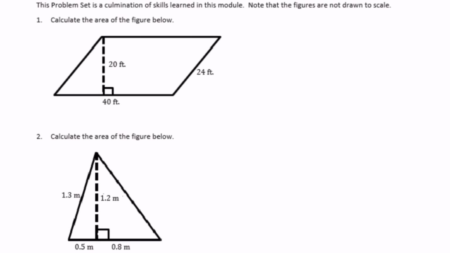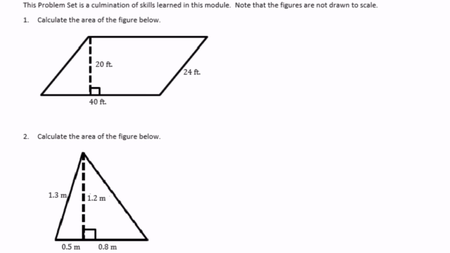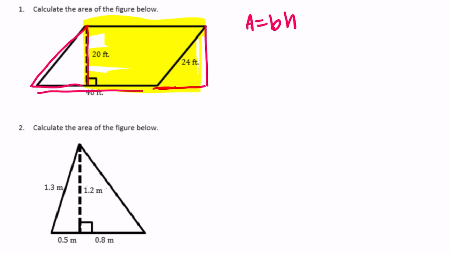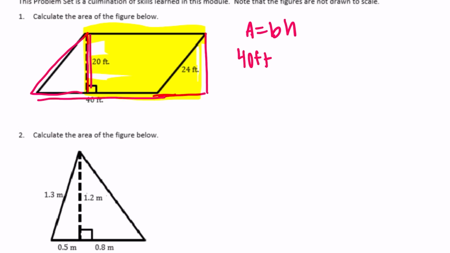So we have a parallelogram, and to find the area of a parallelogram, remember it's the same as a rectangle or a square. So area equals base times height, because we could basically just take this piece off and put it right here, and then we basically do have a rectangle. So that's why this formula works. So base times height, it looks like the base is 40 feet, the height is 20 feet. So 40 feet times 20 feet would be equal to 4 times 2 is 8 with 2 zeros, so 800 feet squared.